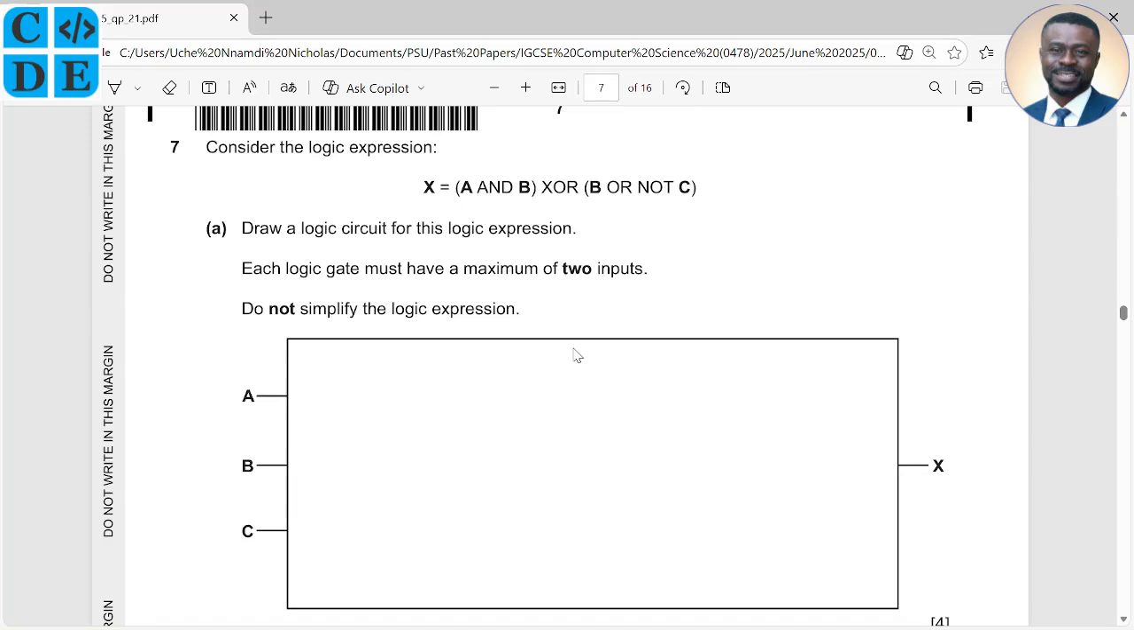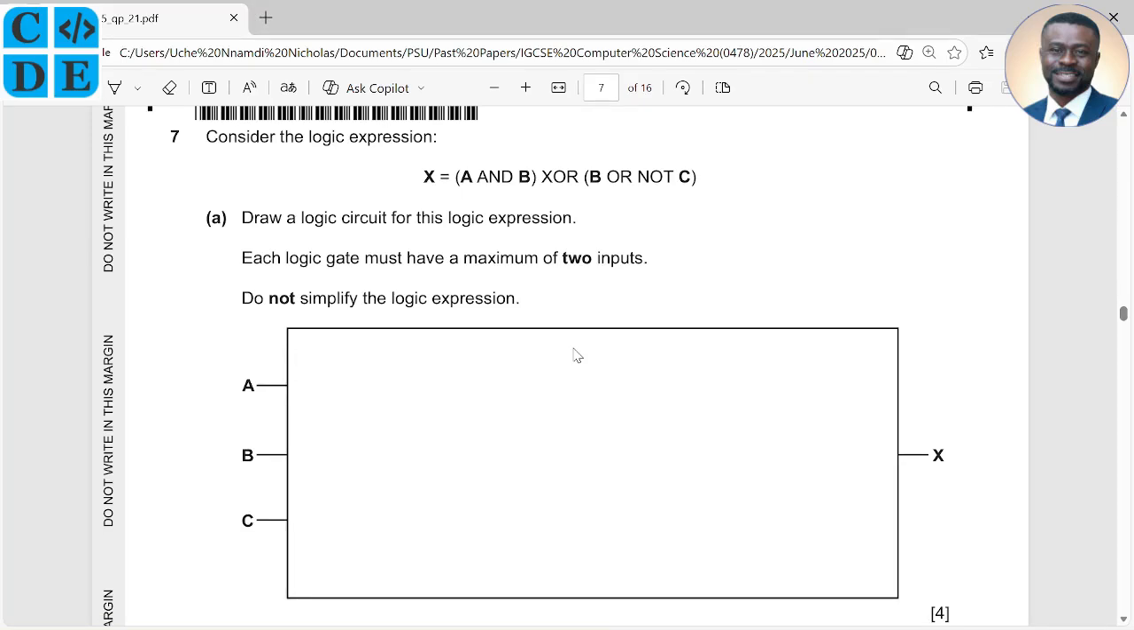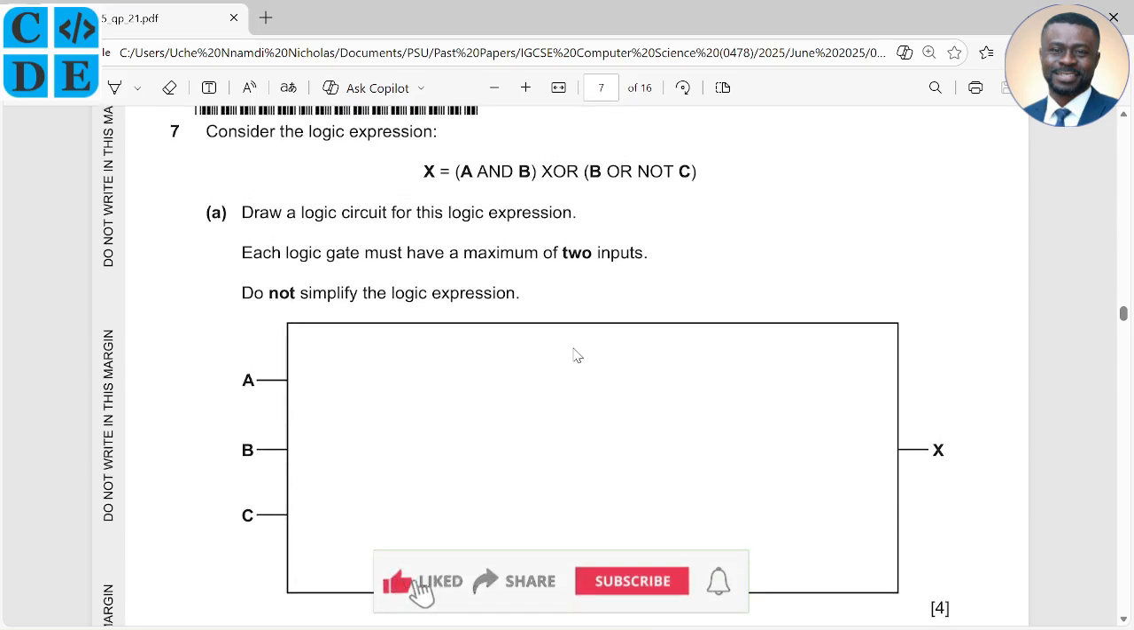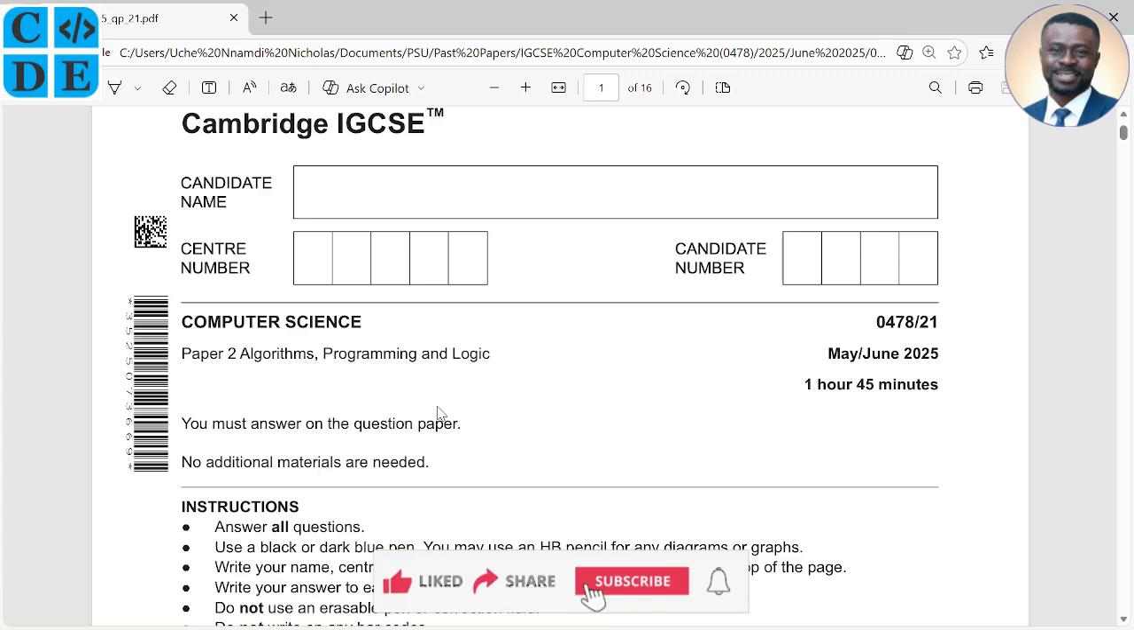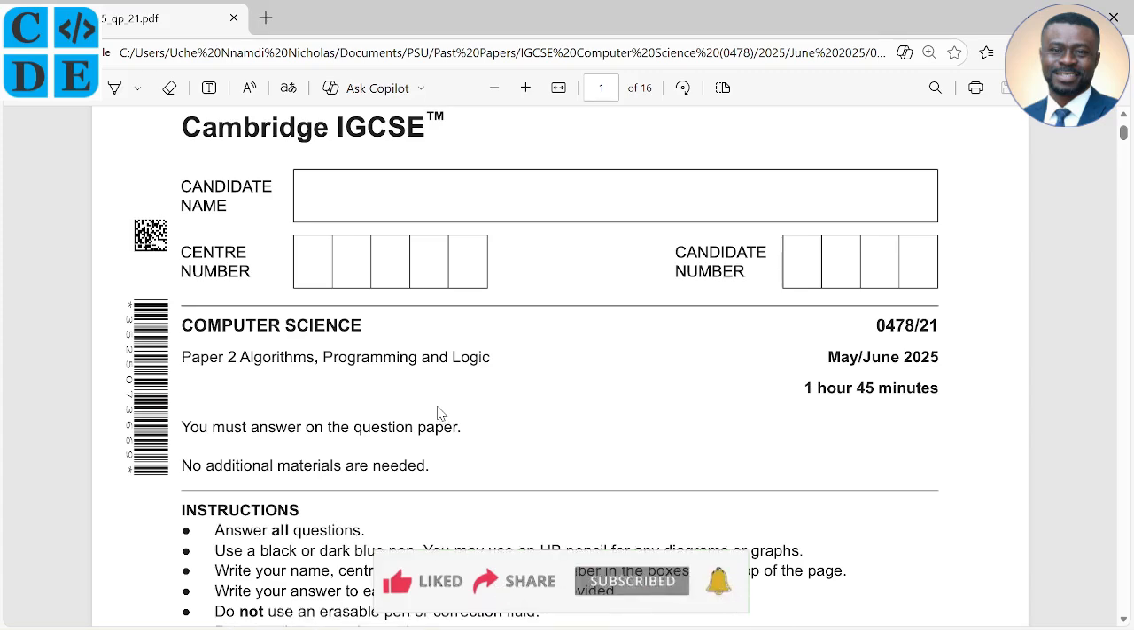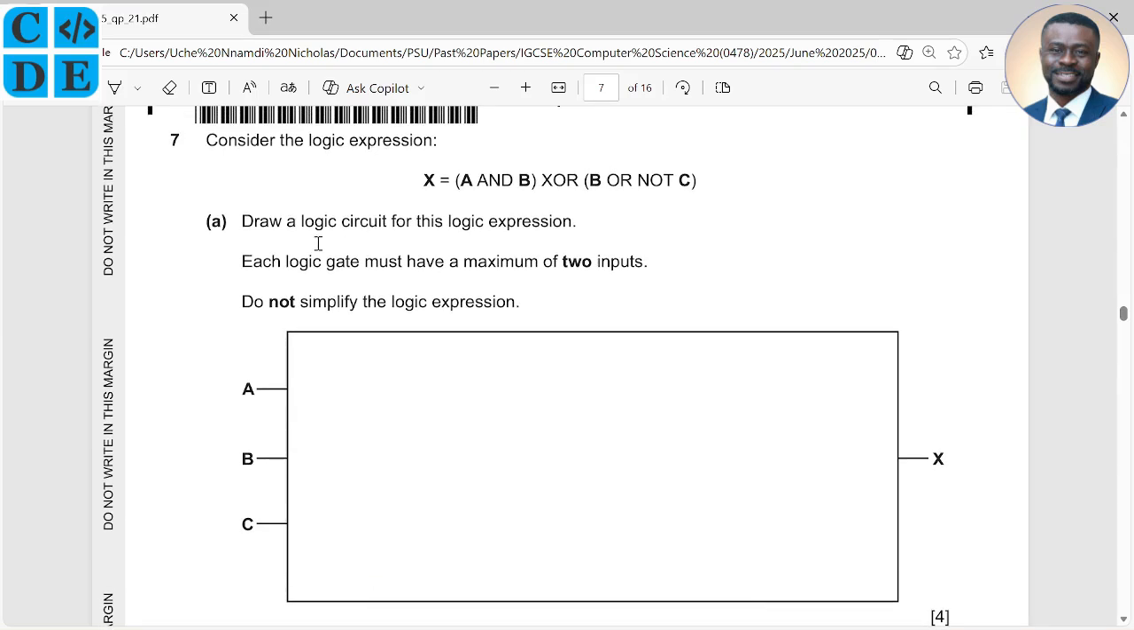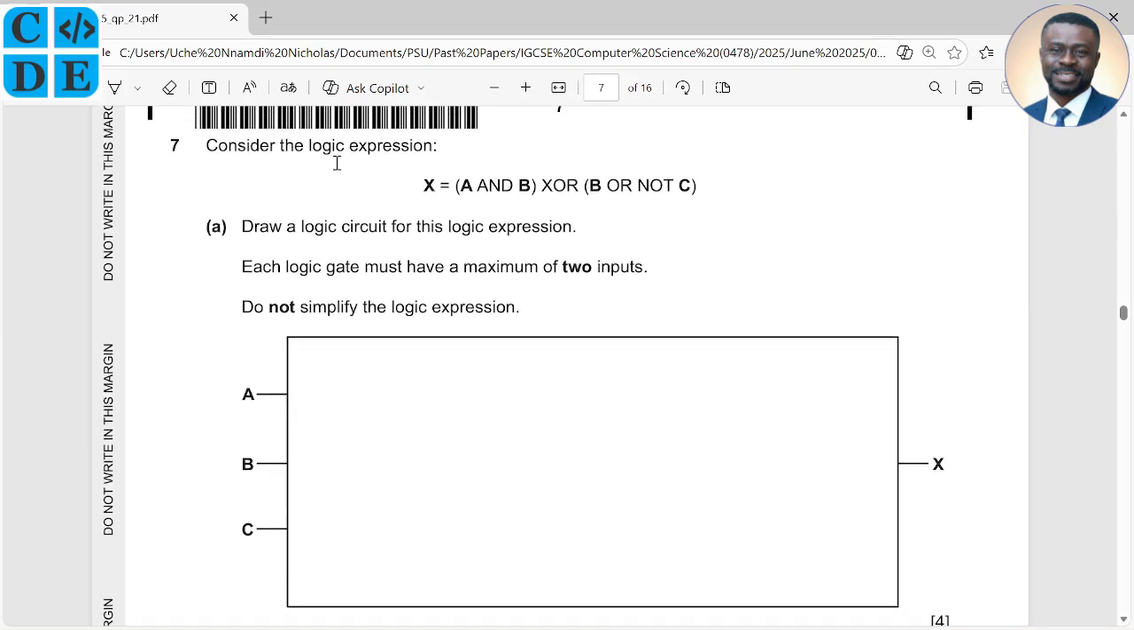Today we're going to be starting a series on logic gates and truth tables, okay? And this question is coming from the 2025 May/June Cambridge Computer Science paper 2, and we're dealing with component 2.1. Okay, so here is a problem, and we are required to draw a logic circuit for this logic expression. So this is a logic expression, and our job is to draw a logic circuit for it.